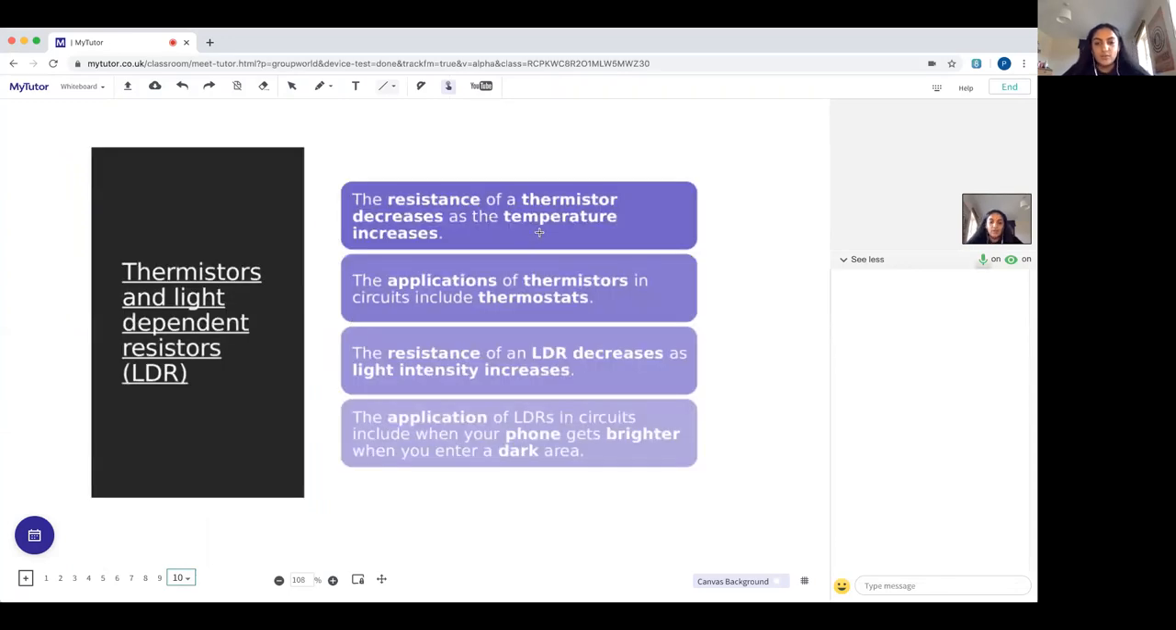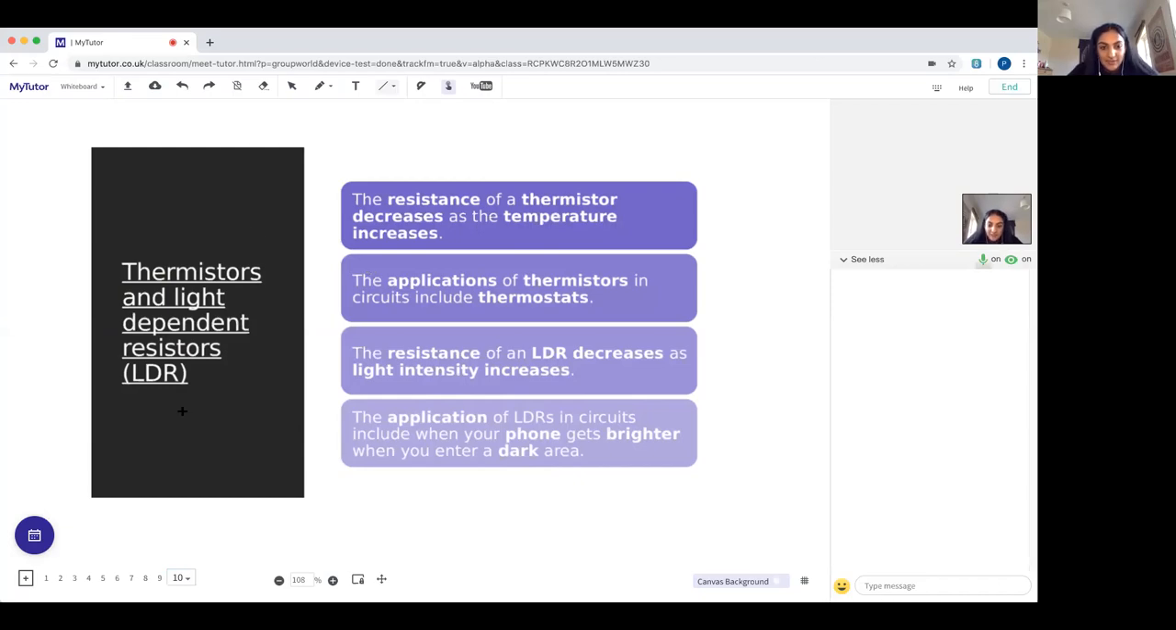So these are the ones that depend on heat and light. A thermistor, as you might have guessed from "therm" or thermal, depends on heat, and light dependent resistors obviously depend on light. So they're two special types of component that can be found in circuits that help us to do certain functions, and they both have rules attached to them, just like the diode did and just like the filament lamp did.